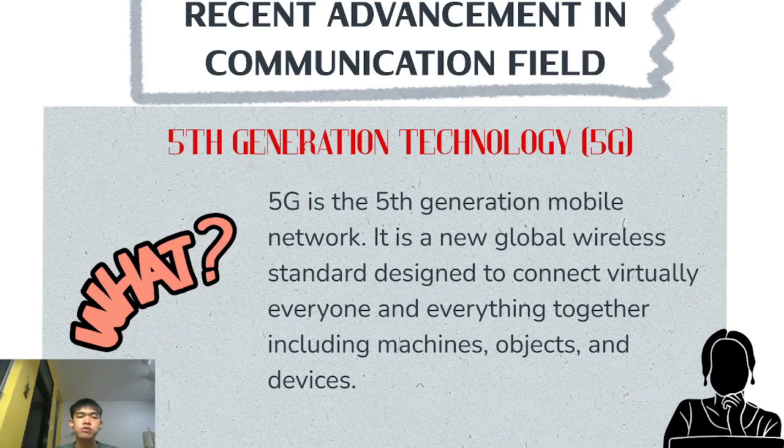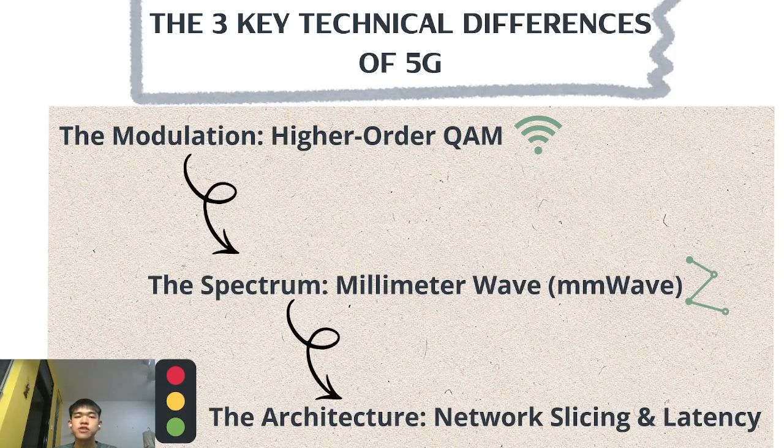Now I'm going to brief you about the recent advancement in the communication field, the 5G. So what is 5G? It's not just a faster internet for your phone. It's a massive network designed to connect machines, cars, and sensors. So what actually makes 5G different from 4G? It comes down to three things: modulation, spectrum, and architecture.